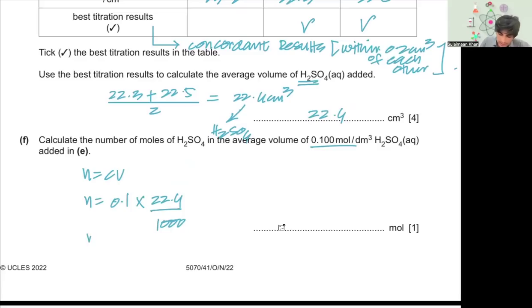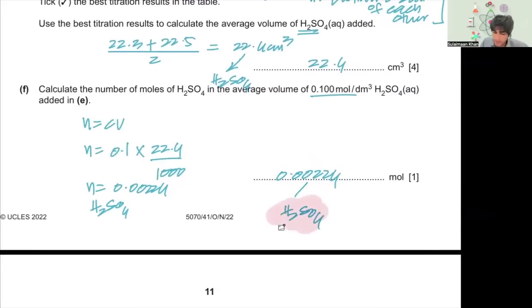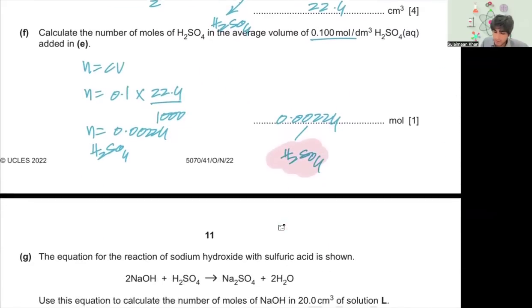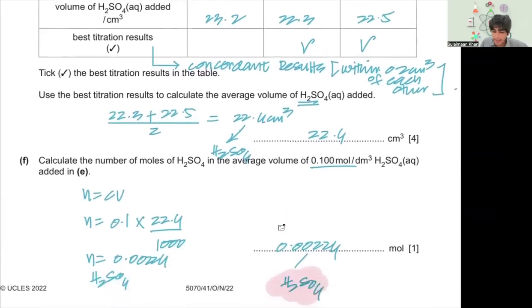What do we get? What am I finding here? These are the moles of sulfuric acid. Please write it for yourself. And now 0.00, how many zeros? 0.00224. These are the moles of sulfuric acid. So now, see what I have. I have the moles of sulfuric acid. Now I could use the moles of sulfuric acid and the equation to find the moles of NaOH.